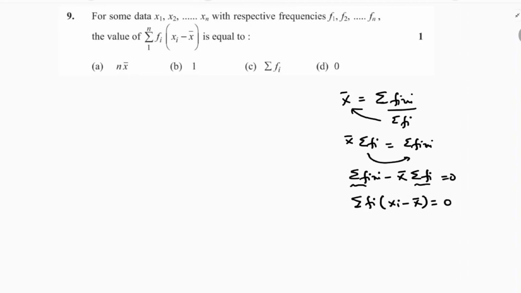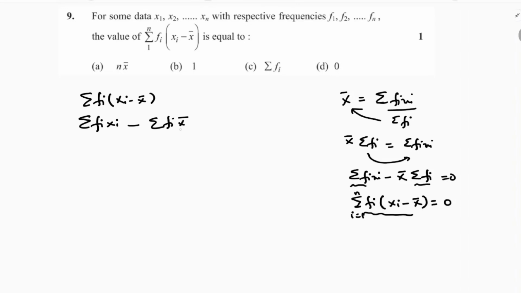So in this way we can see we got the answer here: the summation from i equals 1 to n of fi times (xi minus x bar) is 0. Now this is one way. Directly also, if you want, you can multiply: summation fi xi minus summation fi x bar.